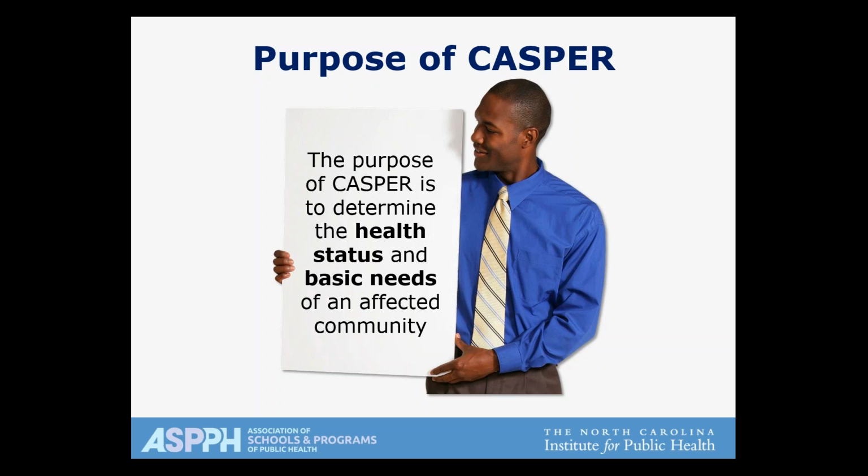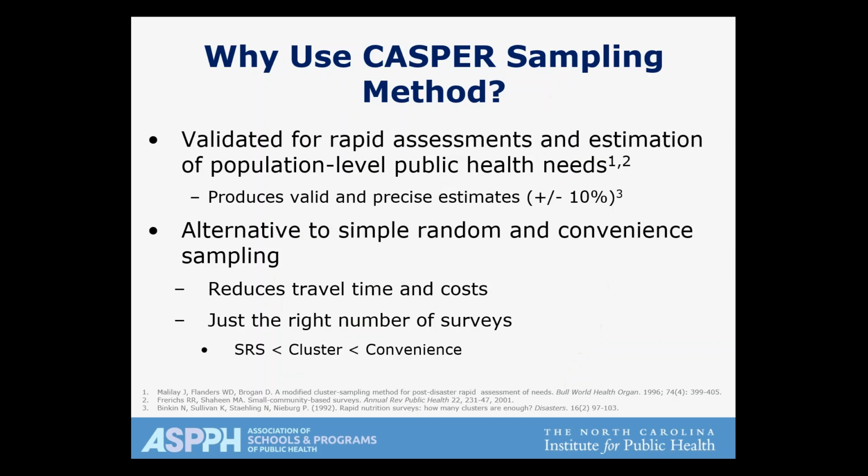Because it's based on that rapid needs assessment framework, it can be completed pretty rapidly in 2 days, possibly with a couple days additional for analysis and report writing to get that information to public health officials as quickly as possible. The sampling method that CASPER uses is something called a two-stage cluster sample.